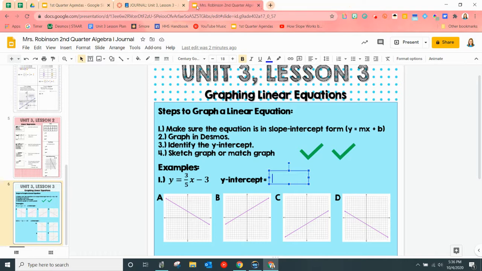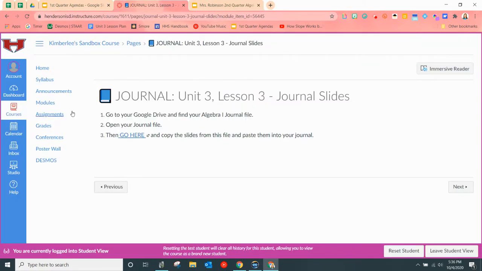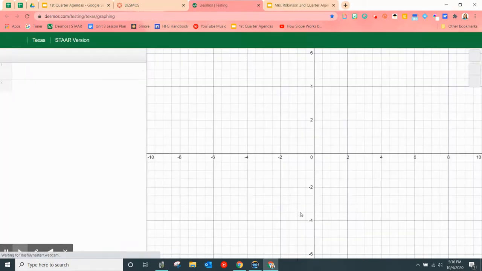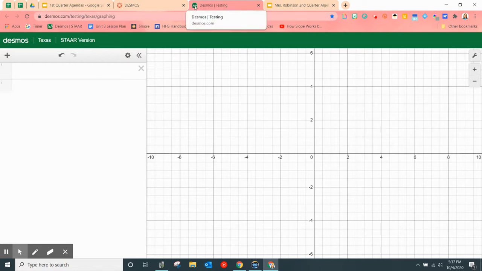over to Desmos. The quickest way for you to find Desmos is to go back to Canvas, and notice it's on the bottom of the page there. You would click, and then you have to click open in a new tab. Now, I know that on your Chromebooks, at the bottom or on the side, you have a green star icon. It looks like this icon right here, and it's Desmos. But here's the deal. That's not the official Texas STAAR Desmos.